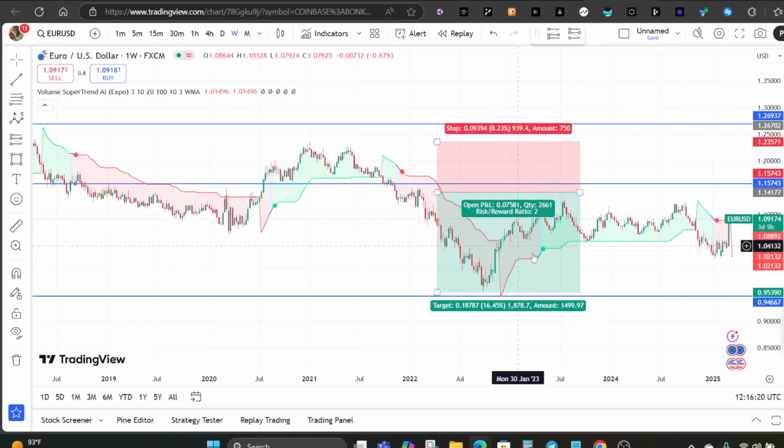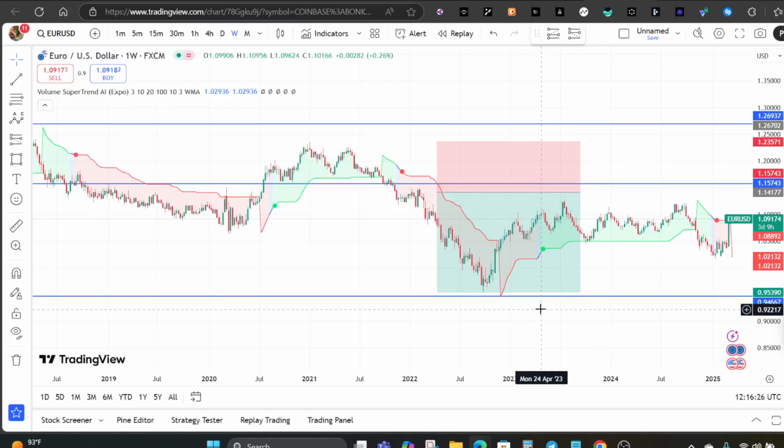Now, the Volume SuperTrend AI adjusts dynamically. Since this indicator considers volume, it filters out weak signals and focuses on trends with real momentum. So this is why the Volume SuperTrend AI is more effective than traditional SuperTrend indicators. It reacts to actual market conditions rather than just price fluctuations.